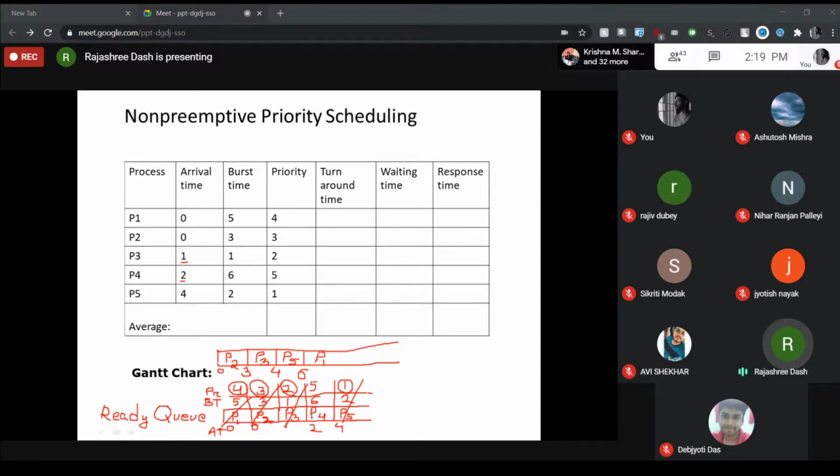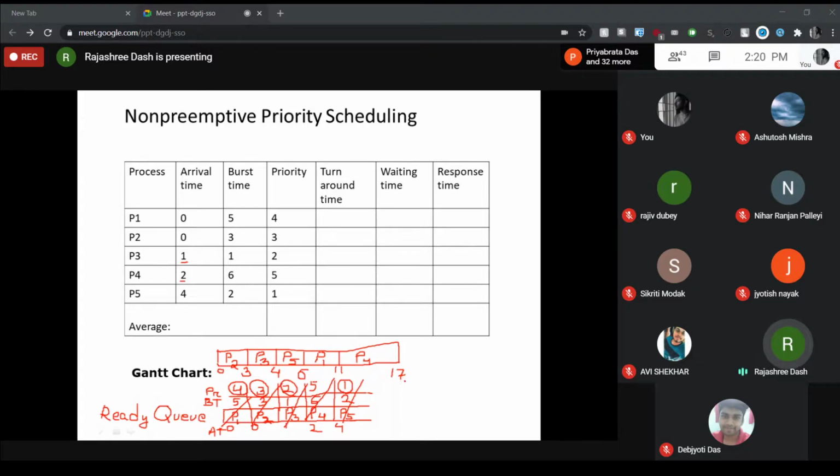Now P1 will continue up to 11. 6 plus 5, that is 11. Then finally, the process that will execute is P4. P4 will continue up to 17. 11 plus 6, that is 17. Clear?